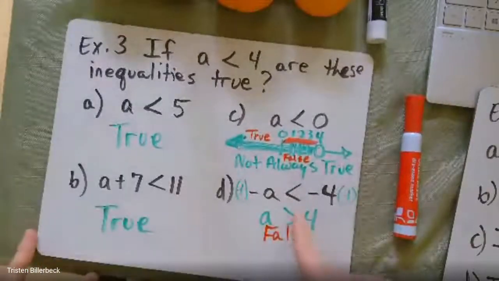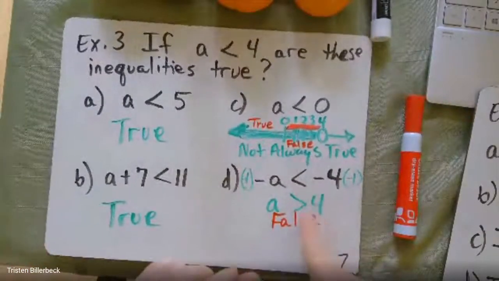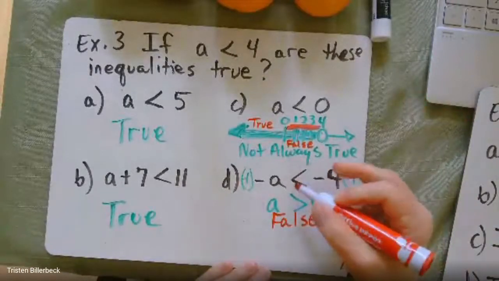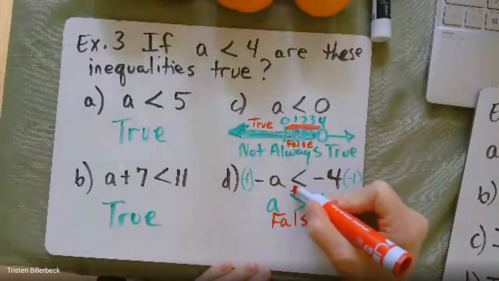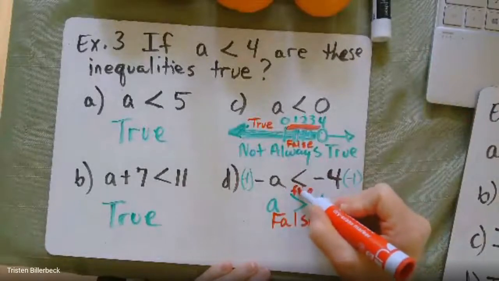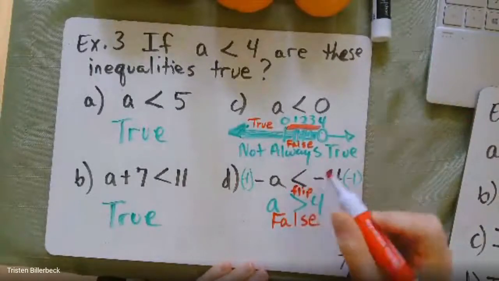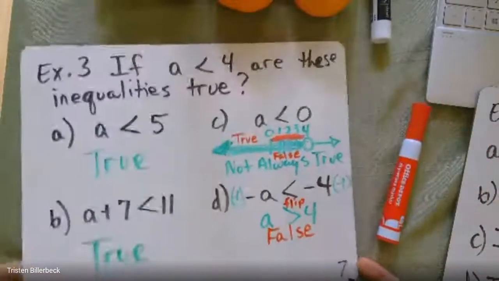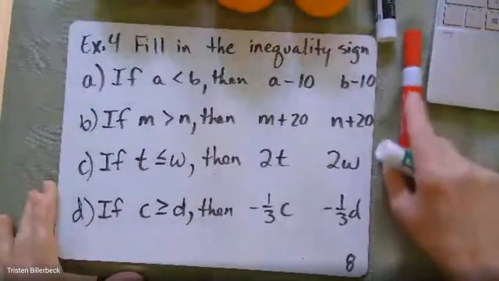So don't forget to flip the sign when you multiply by a negative. I'm going to write that in just so it's burnt into your memory. Flip that sign, flip the sign. When you multiply by a negative or divide by a negative, flip the sign.